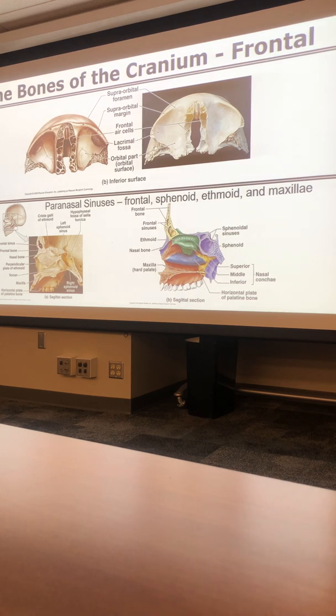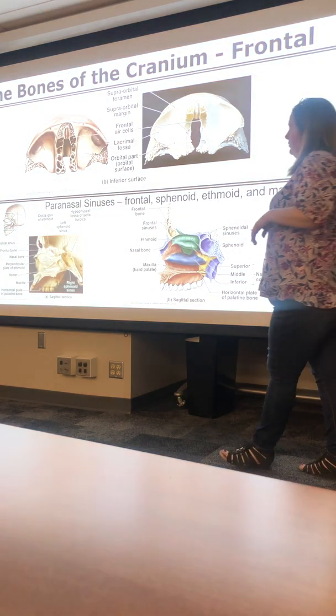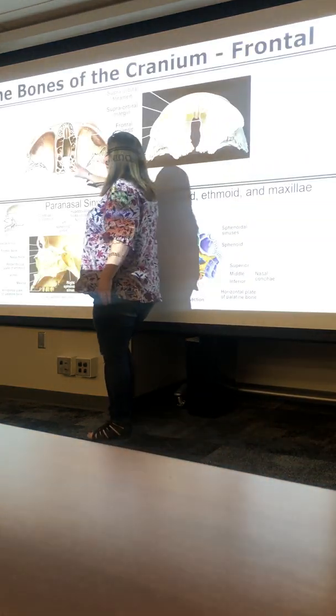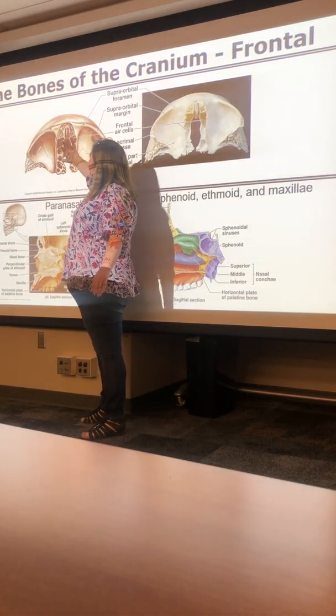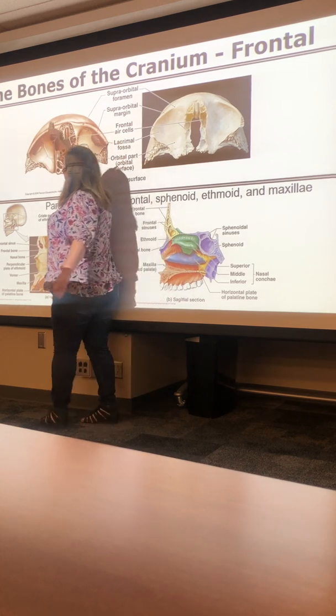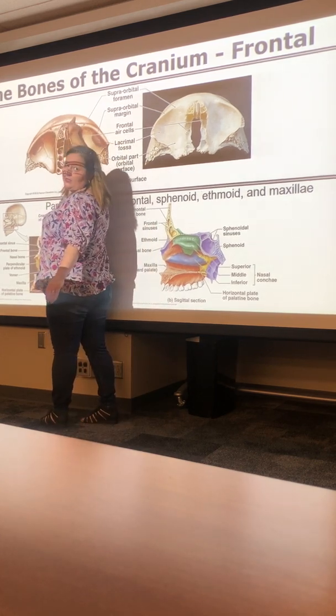So on this diagram, in the top picture where it says frontal air cells, is that what you're talking about? These are actually ethmoid. So this is going to be part of the ethmoid, and then sphenoid is going to be in this area as well. Okay. So actually, the frontal sinuses will be up in this area here.